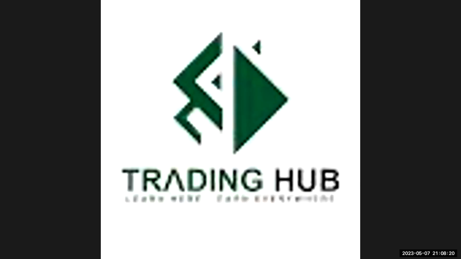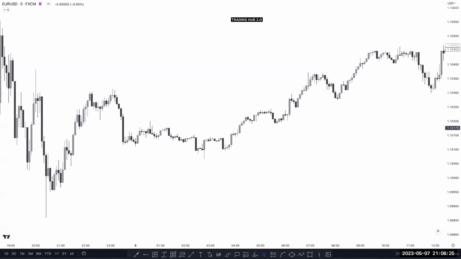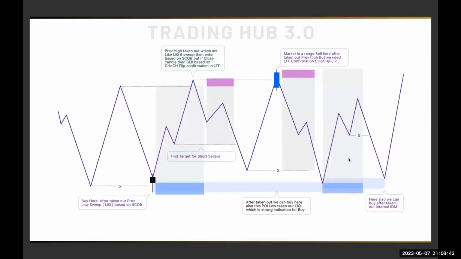Okay, the next diagram. In this case, you can see this is our ranging market diagram. In this case, you can play in two types of possible scenarios. The first one is you always have to wait for taking out the main high or low. Then you can take entry.